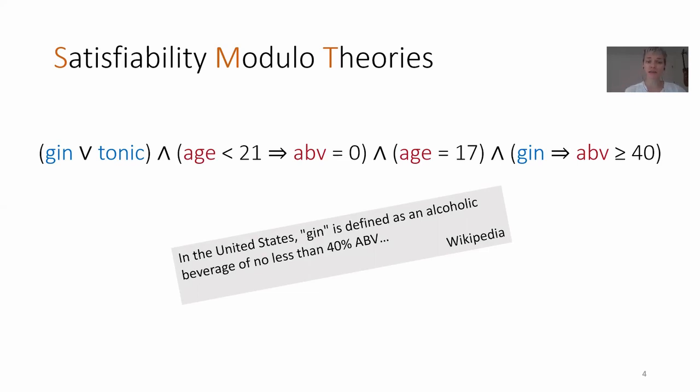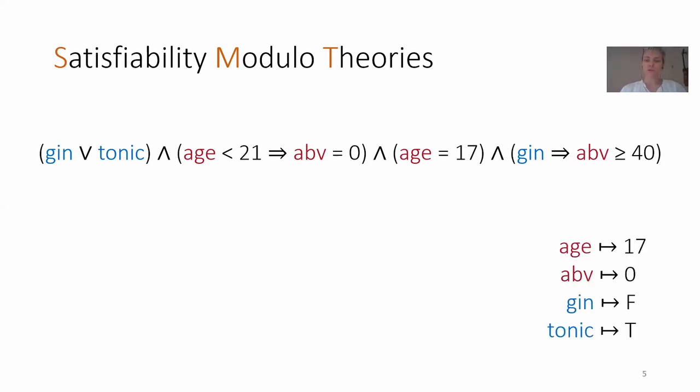As you can see here in this formula, some variables are Boolean, like these blue ones, and the red variables are integers. And I can give this formula to an SMT solver, and it again comes up with a satisfying assignment. It says that age must be 17, alcohol per volume must be 0, and hence gin must be, unfortunately, again, false.